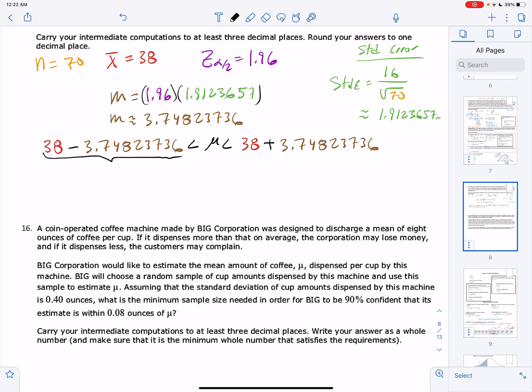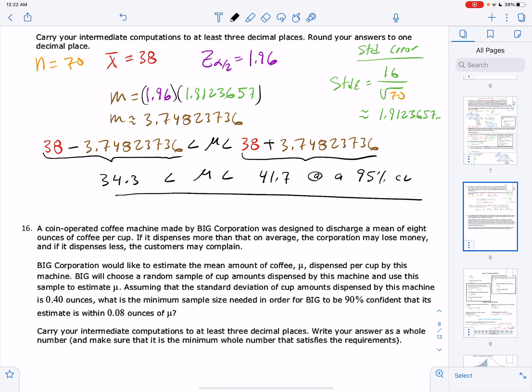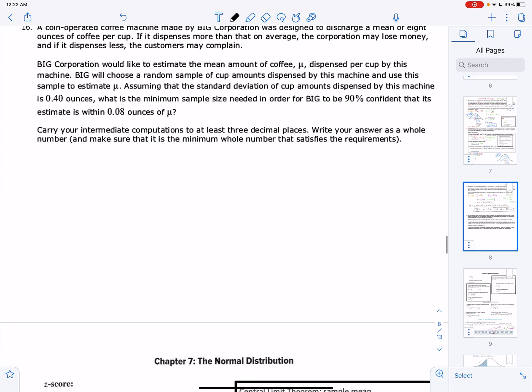Okay, let's go ahead and subtract the 2, and it says round to 1 decimal place, so I'm going to get a 34.3. And I add, and I'm going to get, rounded to 1 place, 41.7, and this is at a 95% critical or confidence level. Okay, so there's my solution to this problem. Good thing there's only one left because I'm about ready to pass out.